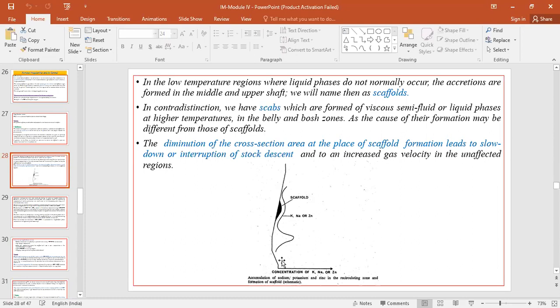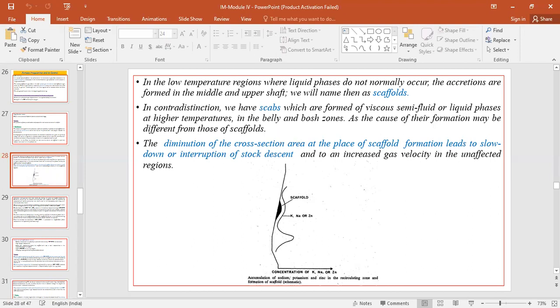At that time, flooding may take place. That means the liquid products may be lifted in the upward direction, because of which, when these liquid products travel into a low temperature region, they may get solidified onto the walls of the furnace, and that will form a solid projection. Those are called scabs.